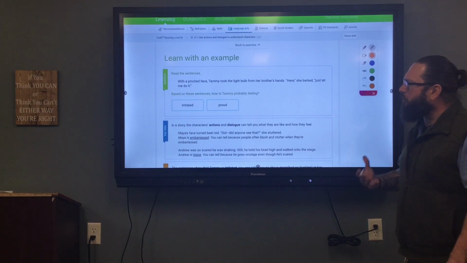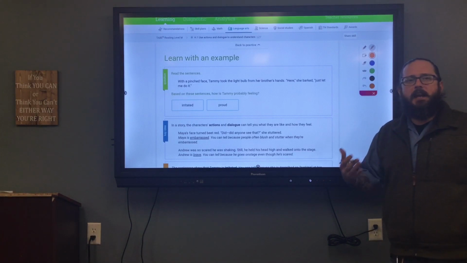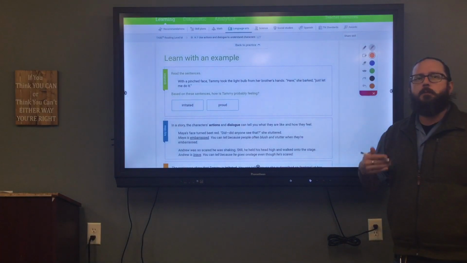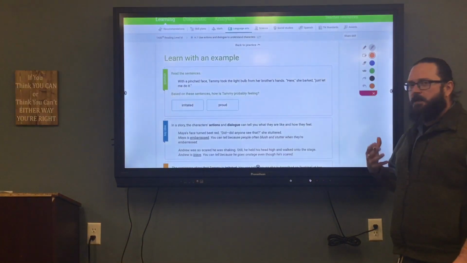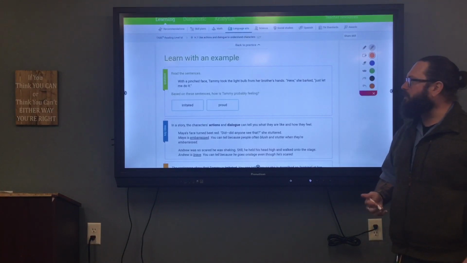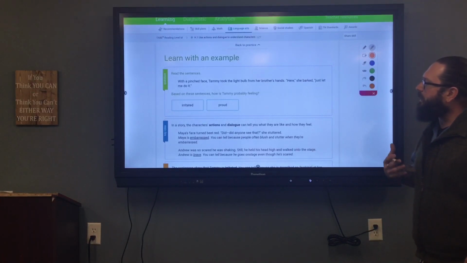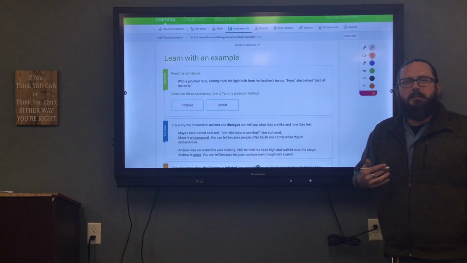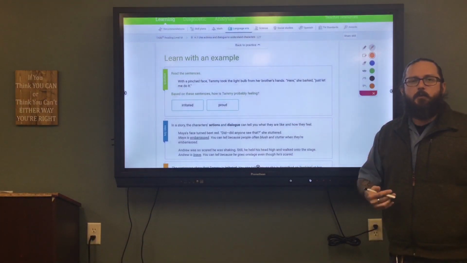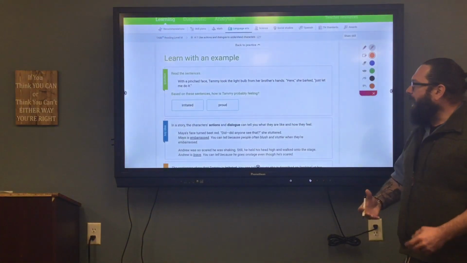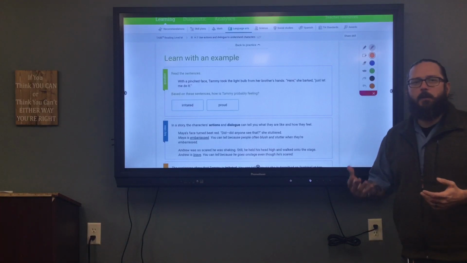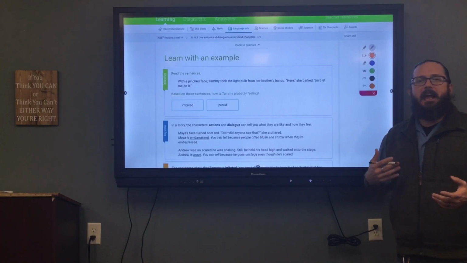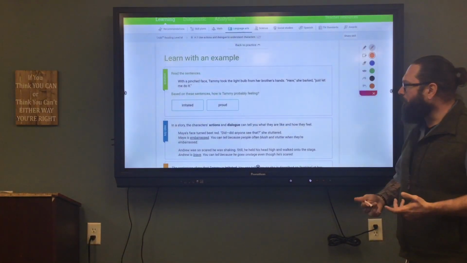But before we do that, let's refresh on what are some details that we need to look for in literary text to help us make a good inference. So in stories, oftentimes we can look at a character's actions or dialogue and make an educated guess about what that character is like, as well as how he or she may feel.